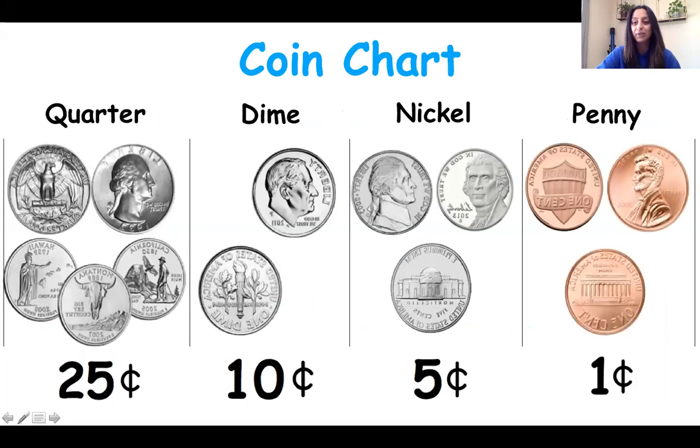First, let's, as always, review the coins we know. We know that our quarters are worth 25 cents. We know that our dimes are worth 10 cents. We know that our nickels are worth 5 cents. And we know that our pennies are worth 1 cent. And now we should be pretty familiar with all the different ways a quarter, a dime, a nickel, and a penny can look.